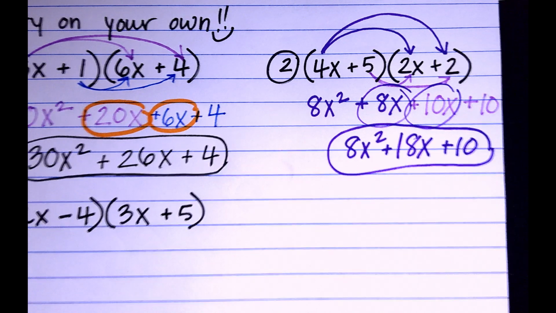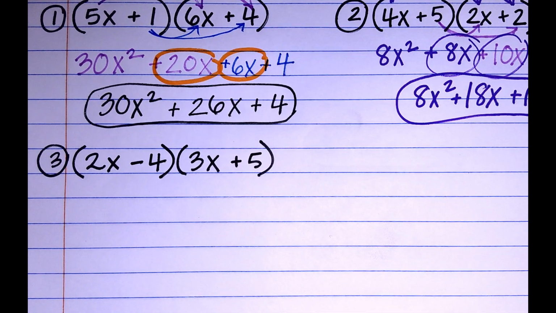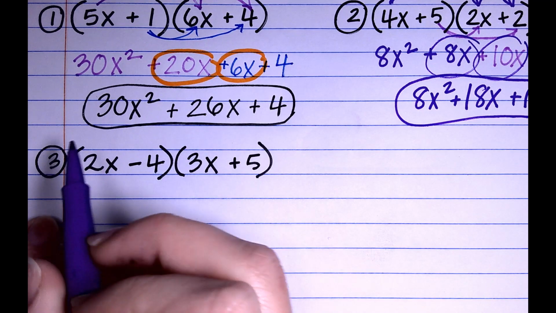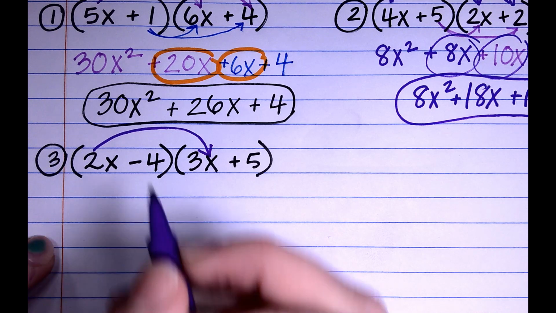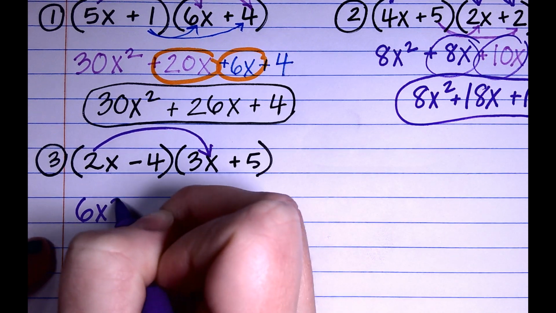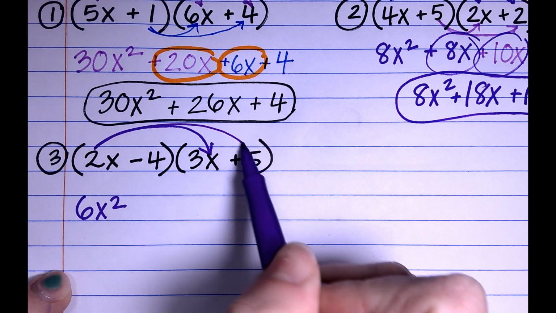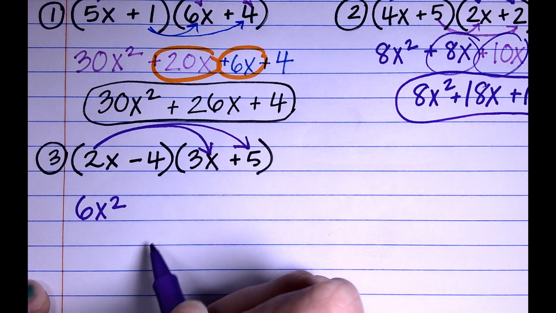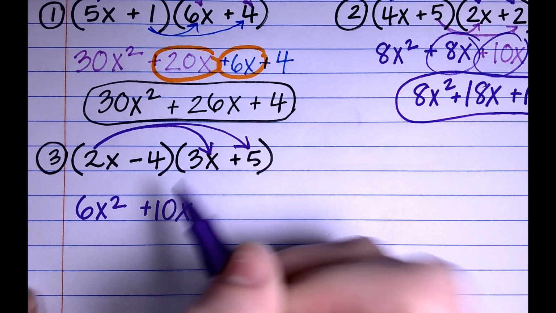Okay, let's look at number 3, the last one. 2x minus 4 times 3x plus 5. So we'll start at the beginning like we've been doing. 2x times 3x. What is 2x times 3x? Perfect, 6x squared. And then what? 2x times the plus 5, positive 5. Yes. And what does that give me? 10x. Good.